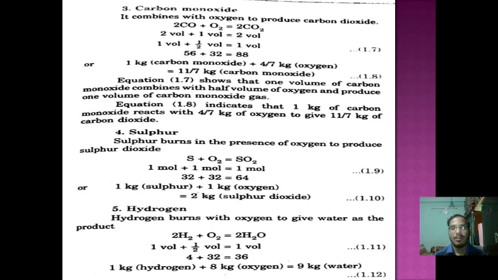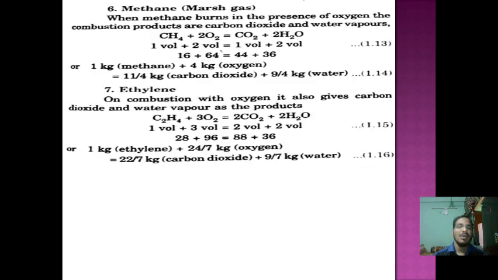Like this, the power plant will complete the cycle. Here the methane is also the same, but in that methane two things are produced: 11 by 4 kg of carbon dioxide and 9 by 4 kg of water vapor. Next one is ethylene. On combustion with oxygen it also gives carbon dioxide and water vapor as products. Ethylene, after entering the combustion chamber as an air fuel mixture, produces carbon dioxide and water vapor.